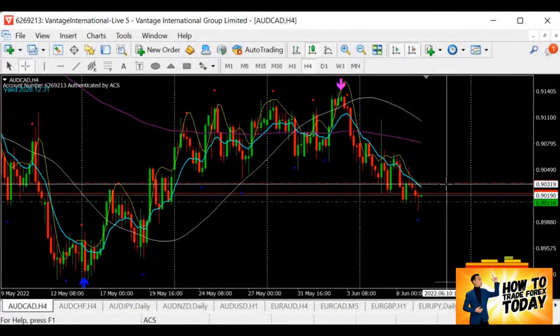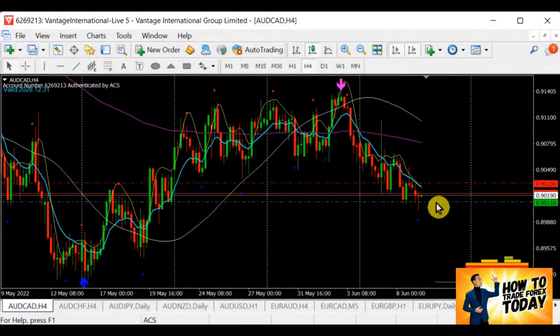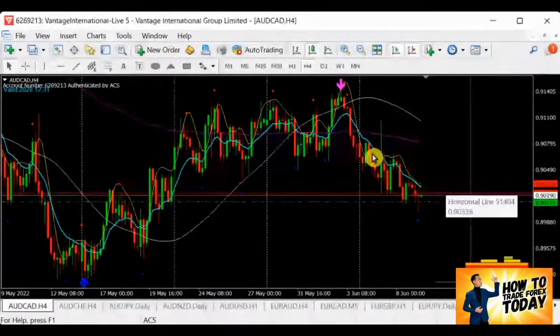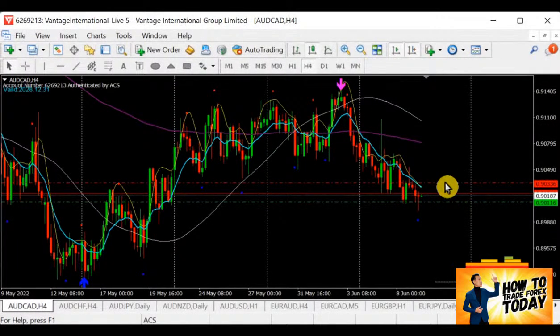All right, over here. From the resistance to the support, we should have about 20 pips of space. Right now we are right in the middle, so we have about 10 to 15. So just hang on. Just wait for this to go up and test on the resistance. Then after that we will start selling.